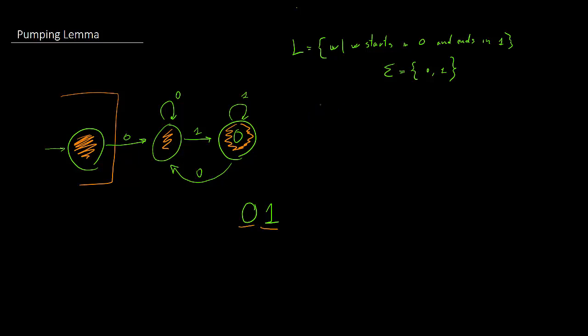What the pumping lemma is saying is that if you have a language L which is regular, then there must be a DFA recognizing it, right? Because it's regular. And this DFA must have a number of states. We don't know how many, but there must be a number, right? So we say this number is P.